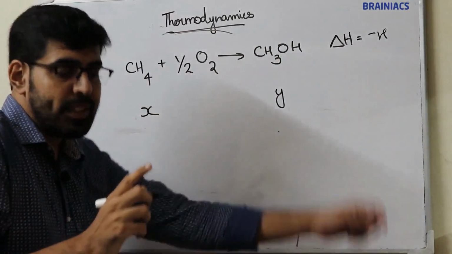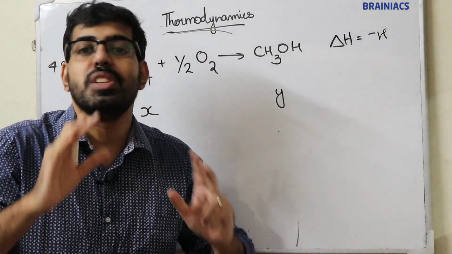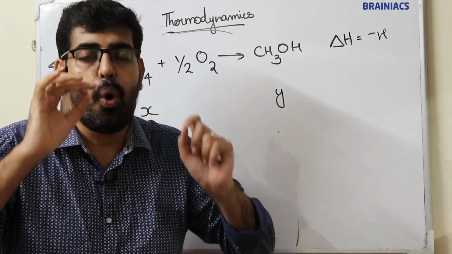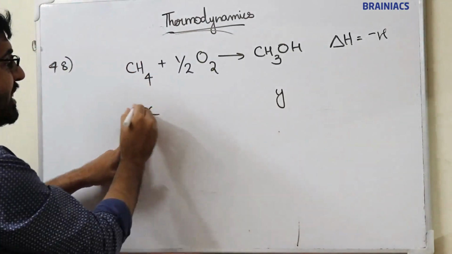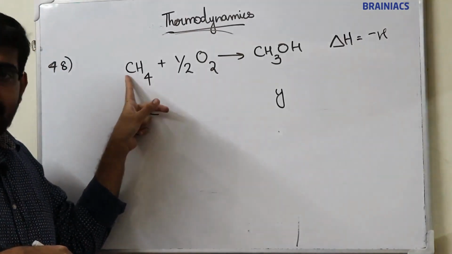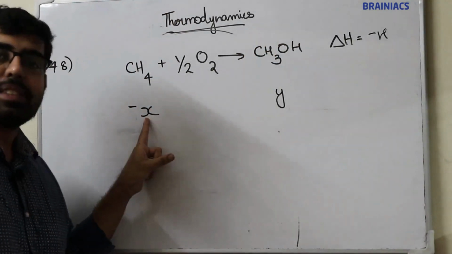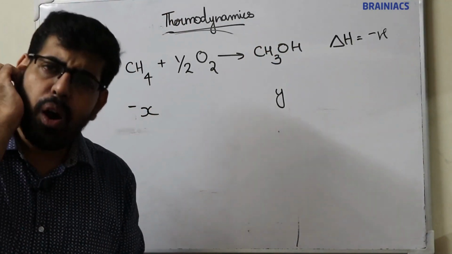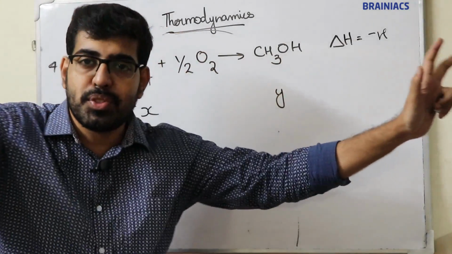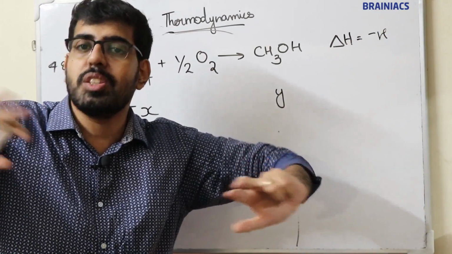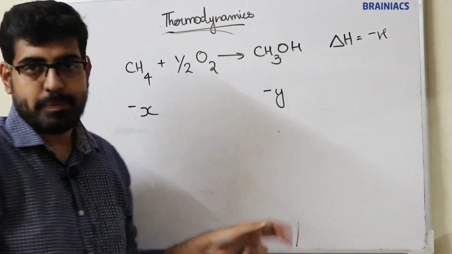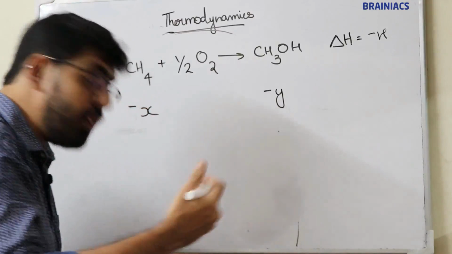Now please listen carefully. Enthalpy of combustion is always negative. Combustion reactions are always exothermic. So instead of X we can write minus X, because when you burn methane, energy will be released. If you burn CH3OH, or any substance, those reactions are combustion reactions. Combustion reactions are always exothermic. They will liberate energy. So let this be minus Y. Okay. Now we have already discussed this.